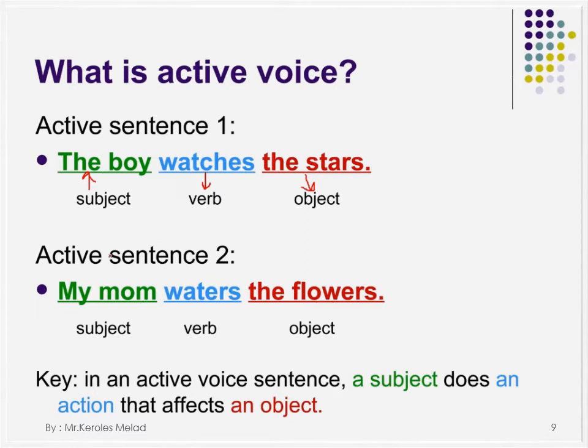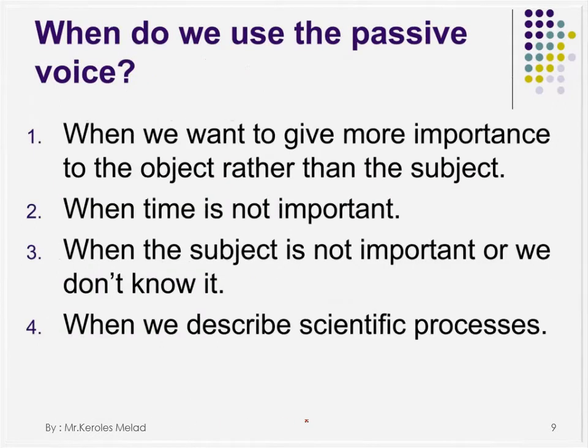Look at sentence number 2: My mom waters the flowers. My mom is the subject, waters is the verb, flowers is the object. In an active voice sentence, a subject does an action that affects an object. When do we use the passive voice?